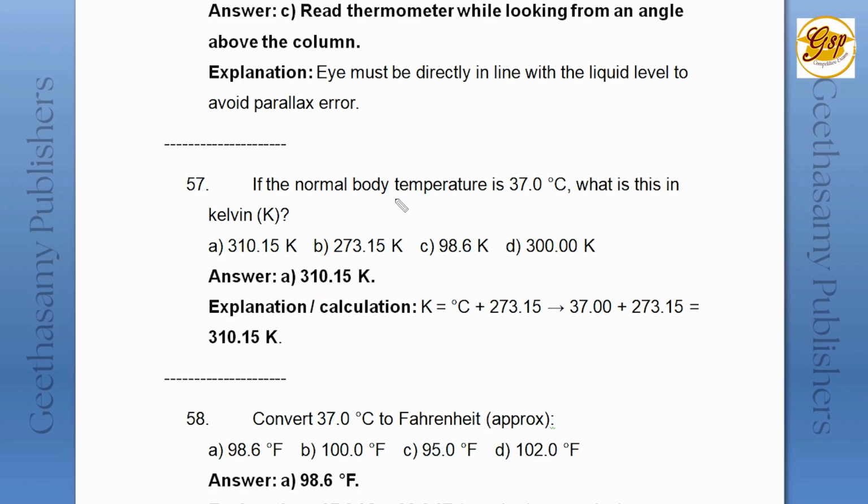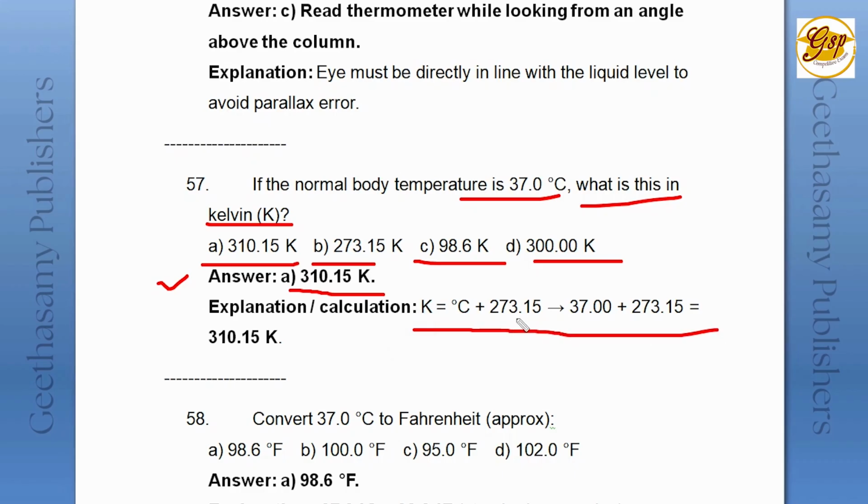56th question. If normal body temperature is 37 degrees centigrade, which of these is in Kelvin? 310.15 K, 273.15 K, 98.6 K, 300 K. The correct answer is A, because it has to be added with 273.15. The correct answer is 310.15 K. So in the calculation, K equals 273.15 plus C, that is 37 plus 273.15, 310 K is the correct answer.